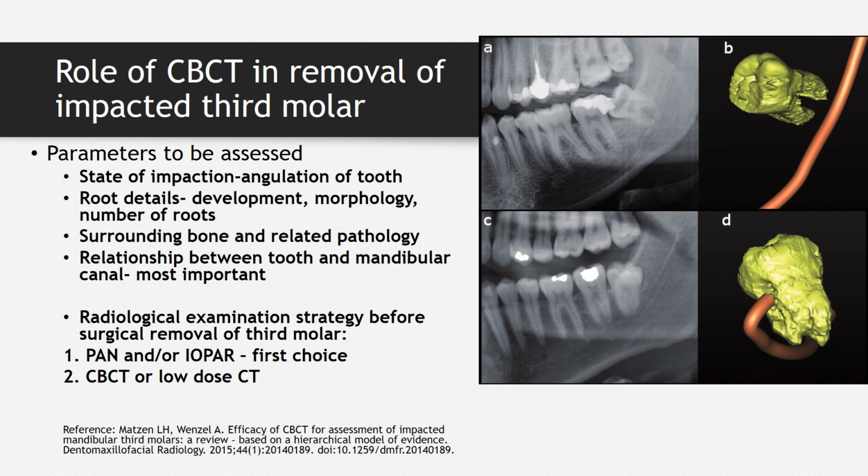So, radiological examination strategy before taking a removal of the third molar should be first a panoramic or an intraoral periapical as the first choice, followed by CBCT or a low dose CT if it's not giving you the exact information that you're looking for.